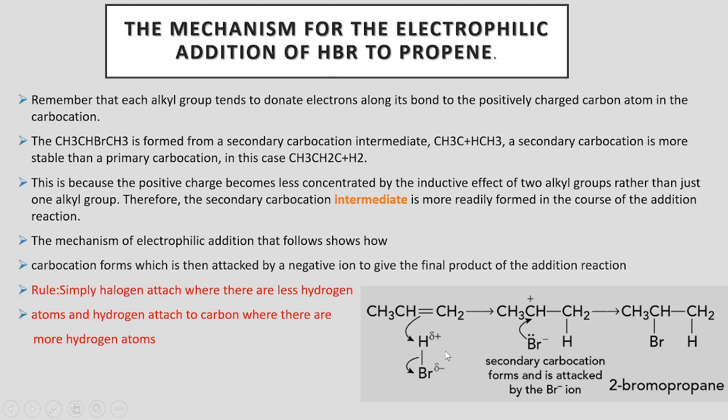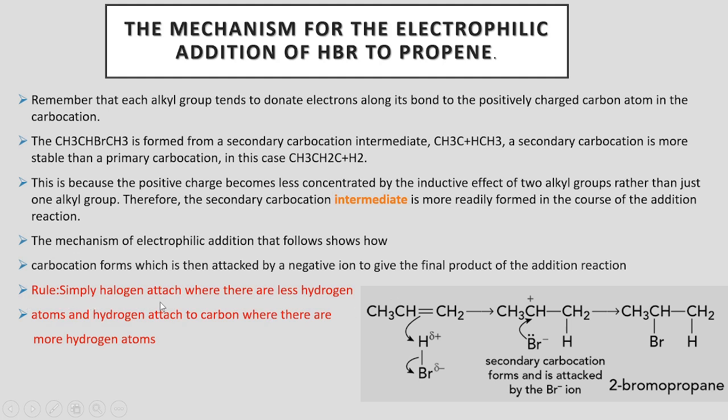Now what is the mechanism? As you see here, first of all, the H in the HBr, H+, will be formed because it is an electrophile here. The electrons are donated from the double bond to the hydrogen, and from the hydrogen, the electrons are donated to the bromine. So a bromide ion is formed, along with a secondary carbocation, and that secondary carbocation then reacts with the bromide ion to make 2-bromopropane.